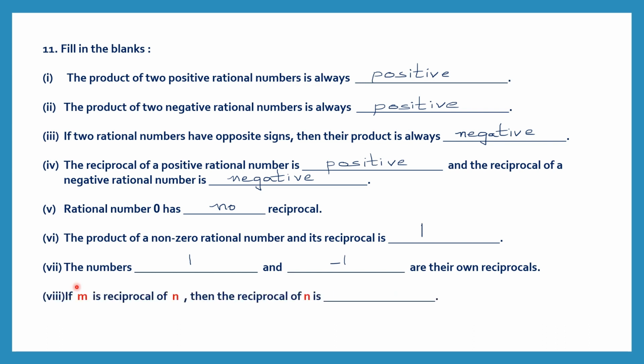The last one. If m is the reciprocal of n, then the reciprocal of n will be m, isn't it? m is a reciprocal of n. That means the reciprocal of n will be m.